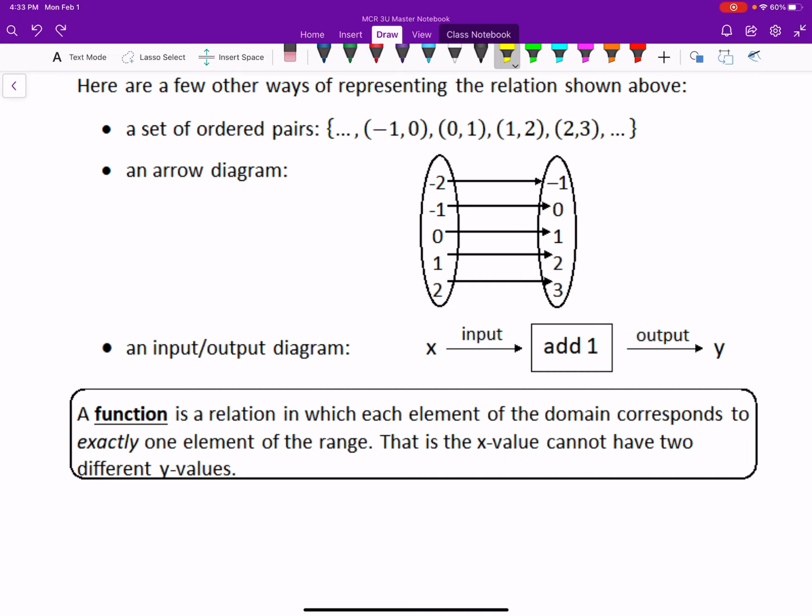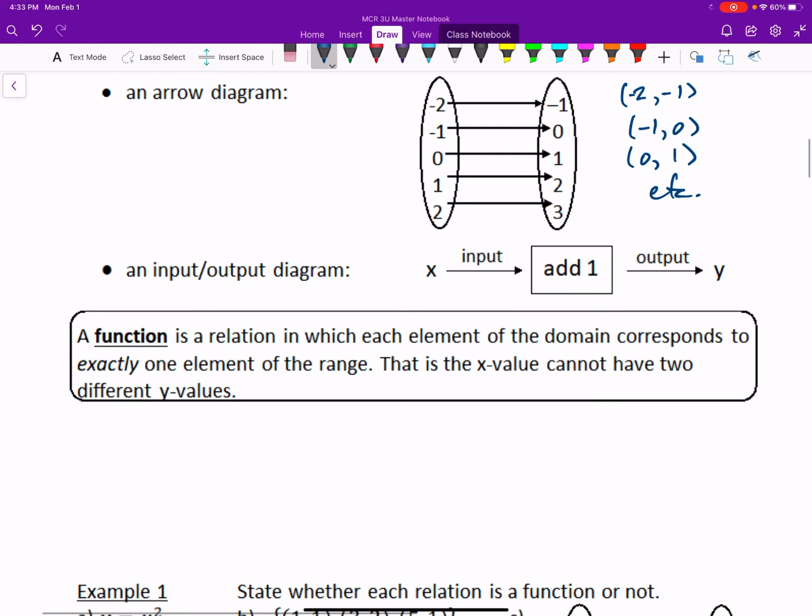It's like an ordered pair. If I was to rewrite this using ordered pairs, it would just be the ordered pairs (-2, -1) and (-1, 0). So the place where the arrow starts is our x-coordinate, and where it ends is the y-coordinate.